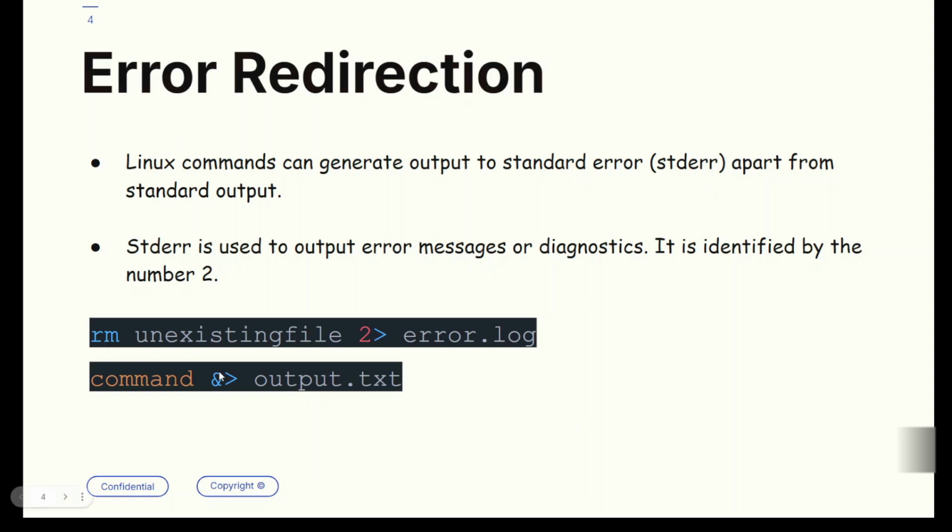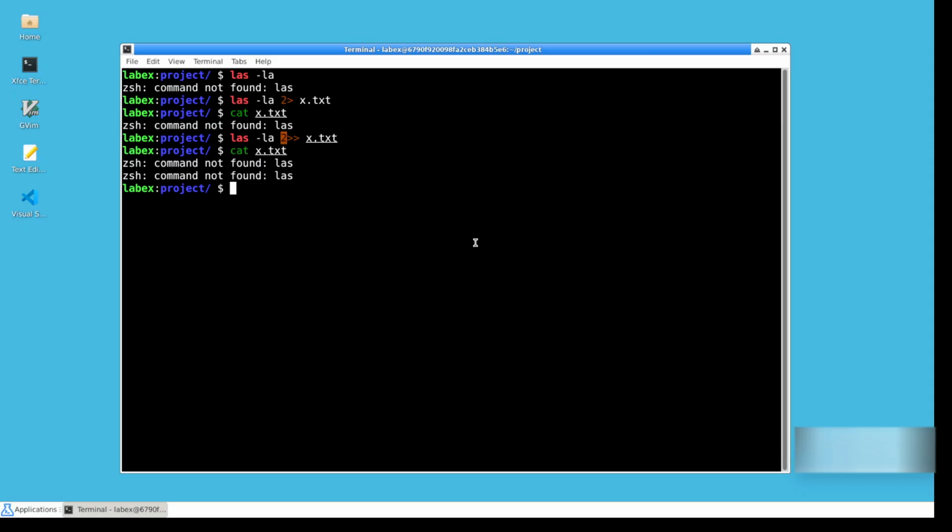And this symbol, ampersand. Sometimes we want to see both the content. If an error comes or standard output is there, in both cases we want to pass it to the file. So we will use this symbol, which will handle both output and error, and send both to x.txt.